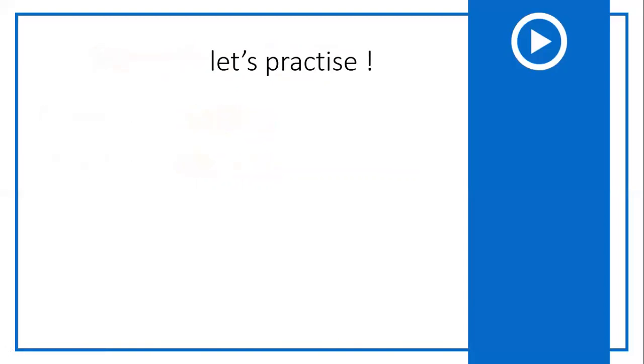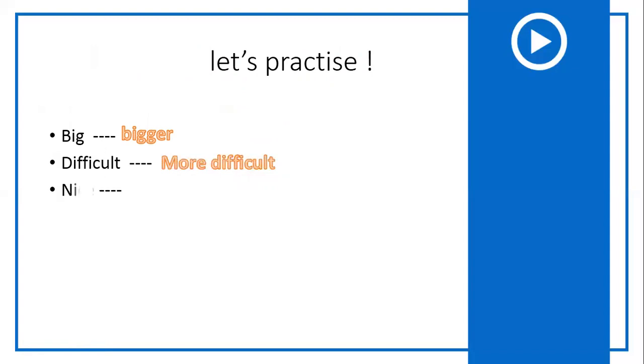Now let's practice, students. I'll give you the adjectives and you will tell me the comparative of these adjectives. Big, bigger, yes, with double G. Difficult, how many syllables? 3. What do we put here? More, yes, more difficult. Next one, nice. We already have E here. So what do we add? Only R, yes, you're right, nicer.